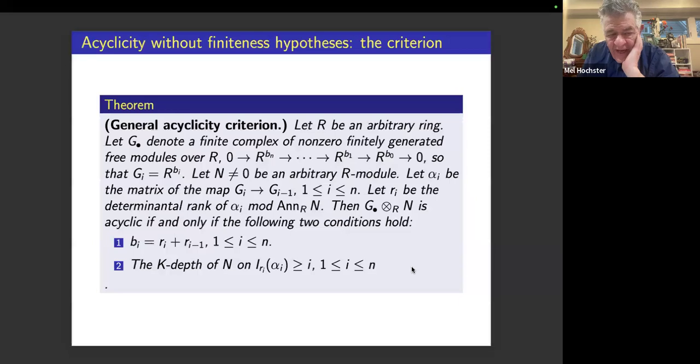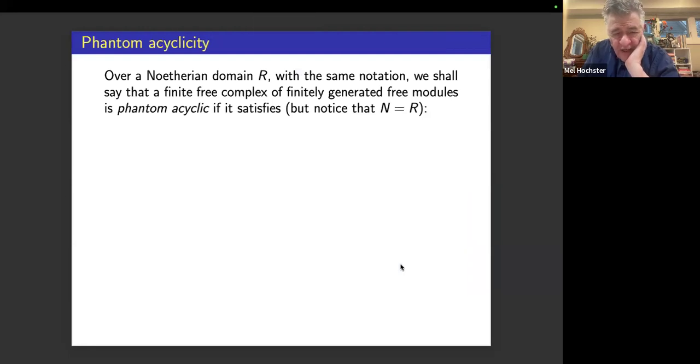So one is that the ranks of the incoming and outgoing maps for any of these free modules add up to the rank of the module. That's the same condition you need for exactness in a finite complex of finite dimensional vector spaces. And the K-depth of the module you're tensoring with on the ideal of rank-size minors for the i-th map is at least i. So there are those regular sequences. You don't get finite projective dimension without there being regular sequences in the ring. And here they're hiding in the whole resolution, not just the presentation matrix, but you do get depth at least one even in the presentation matrix for the ideal generated by the entries.